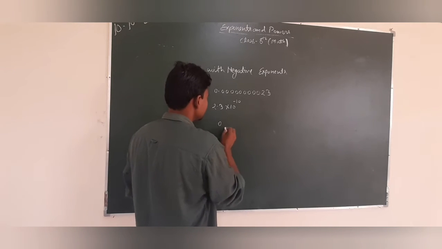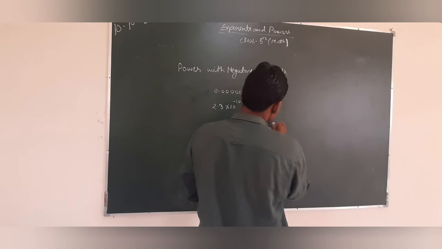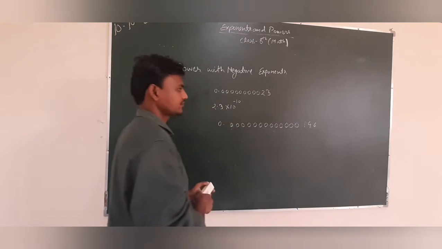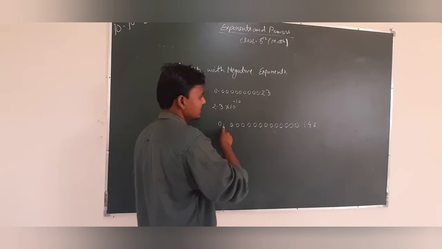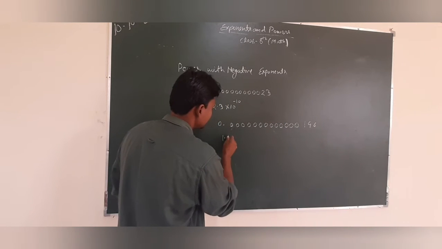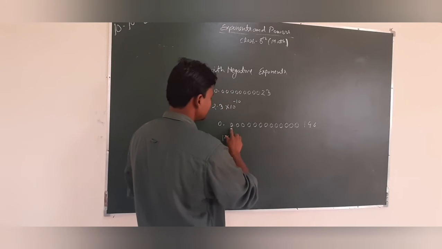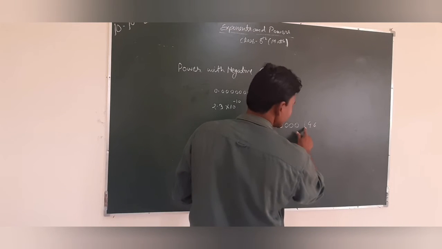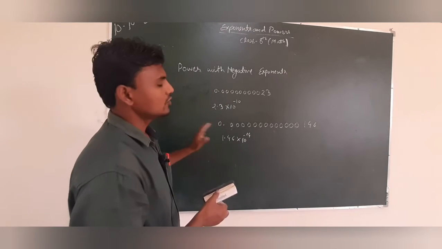Similarly, 0.000000000000000146. Here we put this decimal between 1 and 4. Here 1.4 and 6 into, count the decimals 1 2 3 4 5 6 7 8 9 10 11 12 13 and 14. 10 to the power minus 14. Here negative exponent.